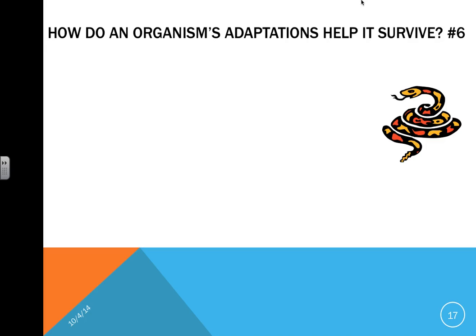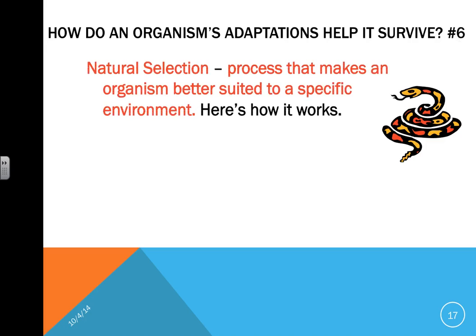So let's look at goal number 6, which is right up here. How do an organism's adaptations help it survive? First off, let's start with the definition. Natural selection. This is the process that makes an organism better suited to a specific type of environment. Notice that it's in red, and so make sure in your notes that you've highlighted this word. And we're going to discuss how it works.